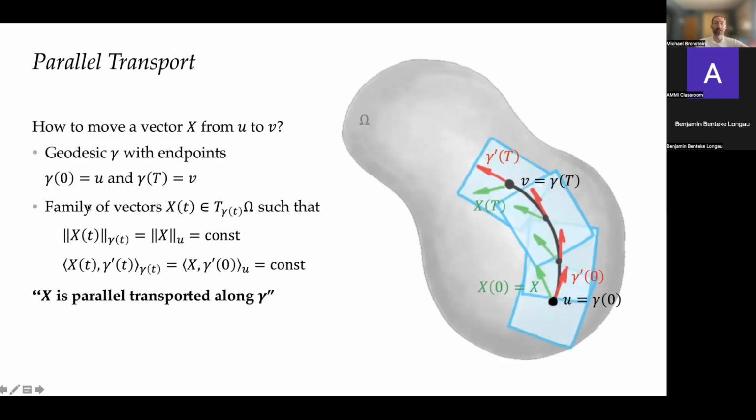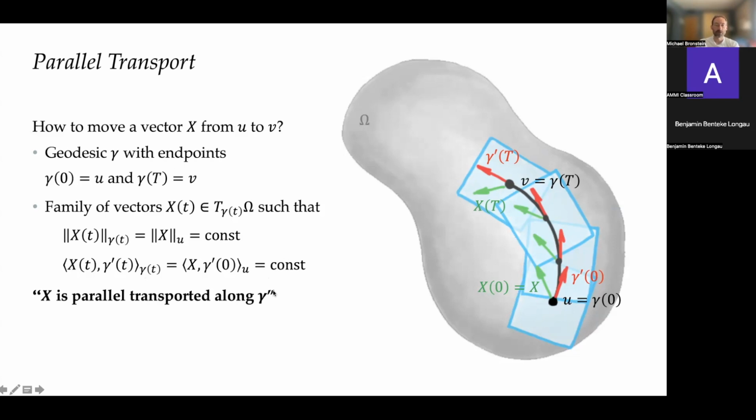And now I can define a family of vectors, I denote them X_t, parameterized by this curve, by the geodesic. I want that along this curve, the length of the vector is constant, as measured by the Riemannian metric. And then the angle between the vector and the tangent to the curve, the velocity vector, is also constant. So in other words, I'm moving 2 vectors such that the angle between them is preserved. If this is satisfied, we say that X is parallel transported along the curve.